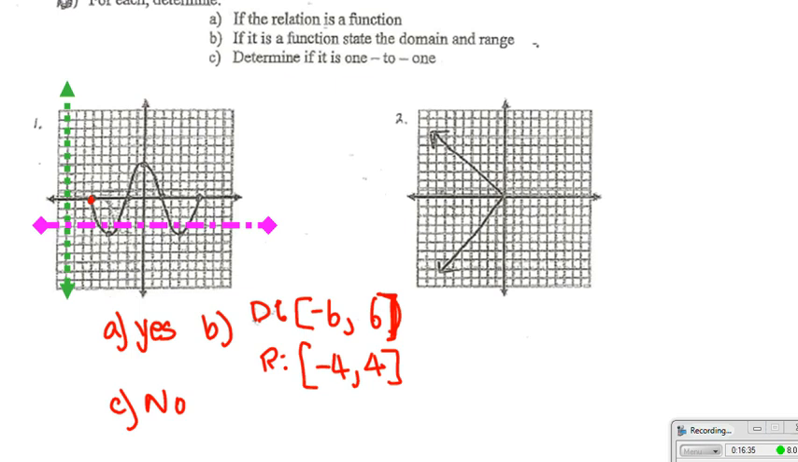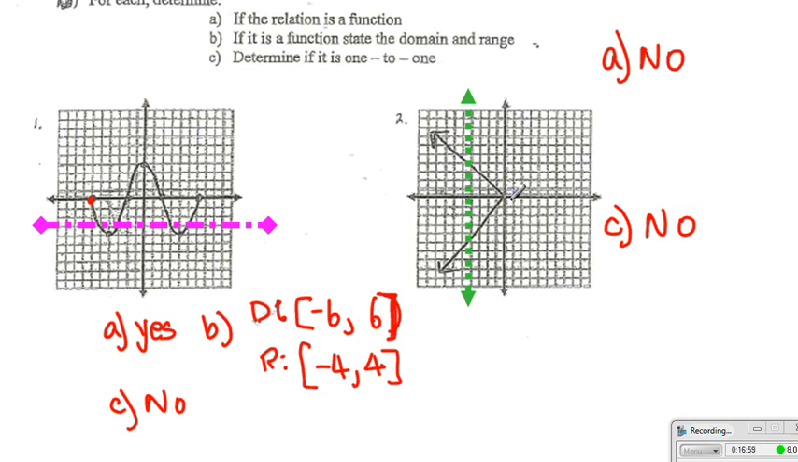Now, number 2. Same way as before. If I try to use the vertical line test, it will not pass because I have 2 intersections. Therefore, A here is no. If A is no, that means C will automatically be no too, because it's not 1-to-1. I have one value of x with 2 values of y.